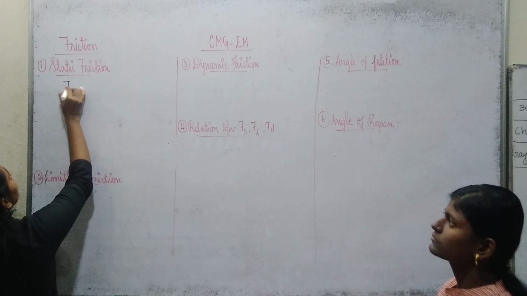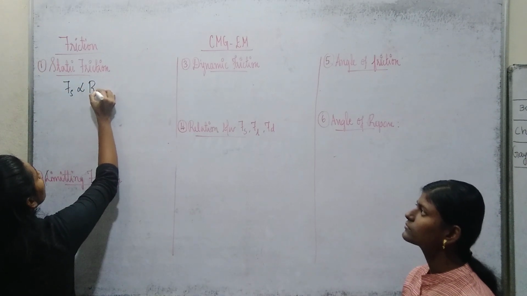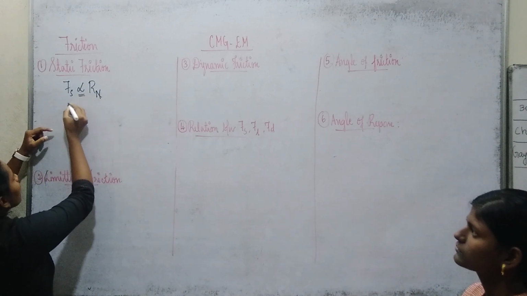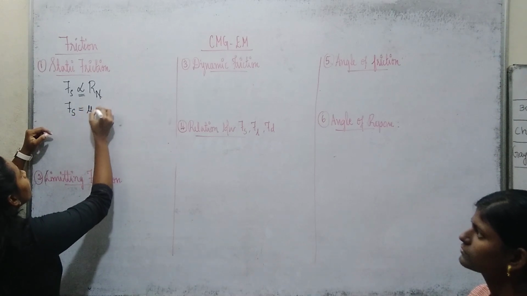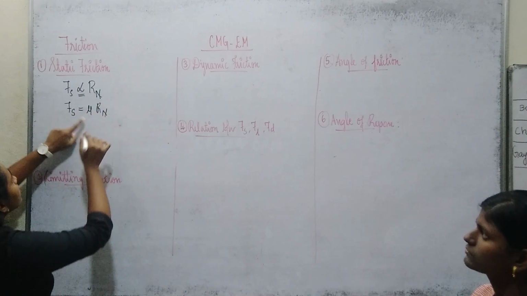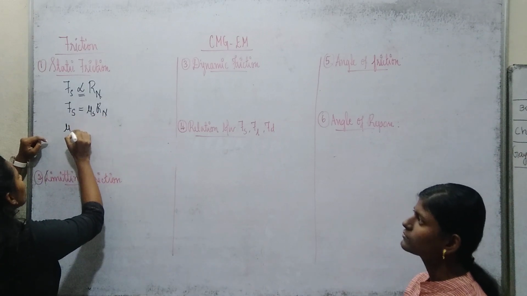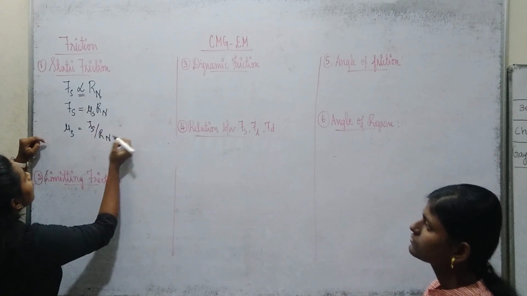Static friction is denoted by Fs. Static friction is always proportional to the normal reaction force. So in order to remove this proportionality constant, we take Fs is equal to mu Rn. Since it is static friction, it is denoted as mu s. So mu s is equal to Fs by Rn.